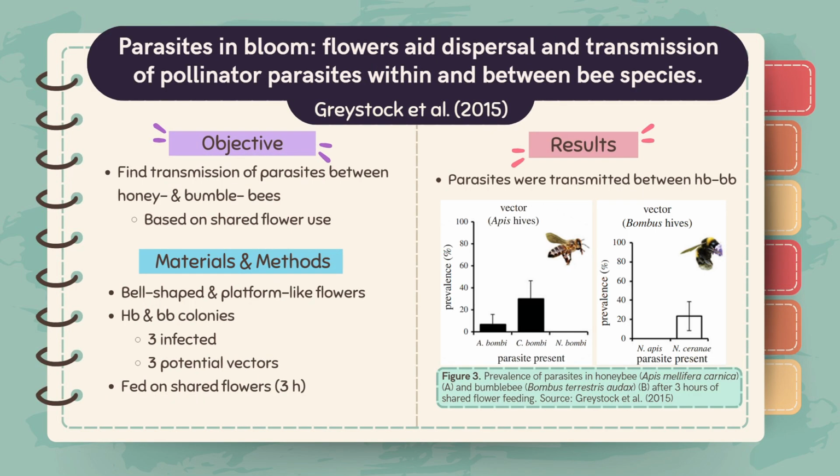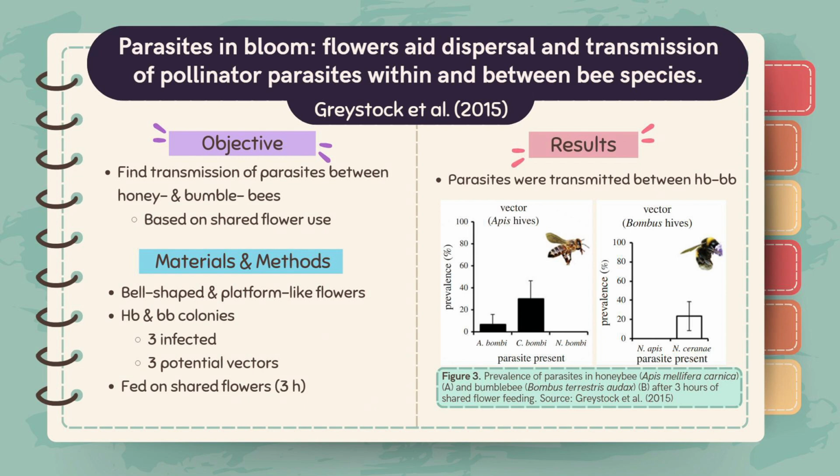The next study we'll discuss is by Greystock et al. in 2015. They were concerned that commercially produced honeybees caused pathogen spillover to several wild bumblebee species, causing population declines. They wanted to find if shared flower use contributed to the transmission of parasites between honey and bumblebees.